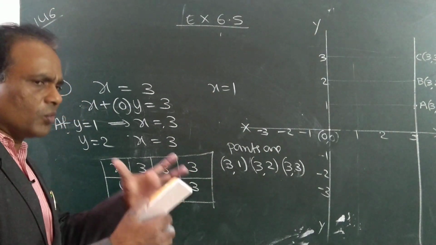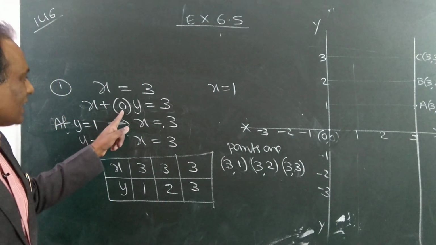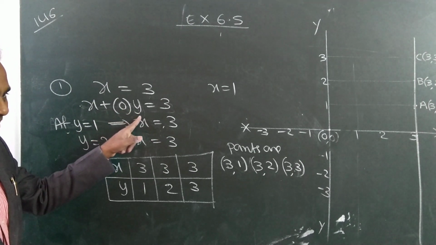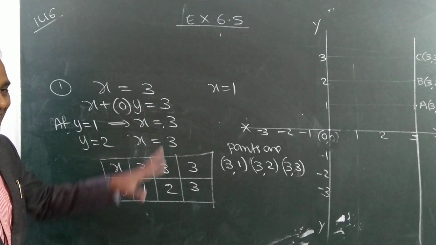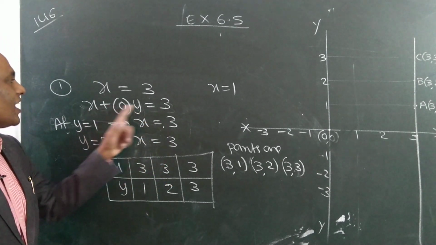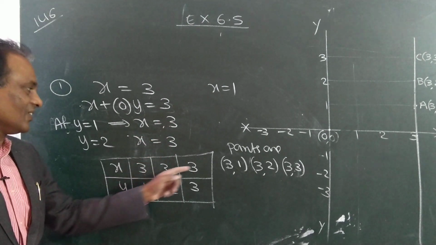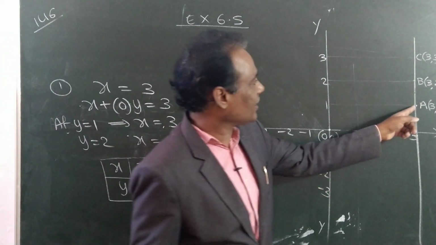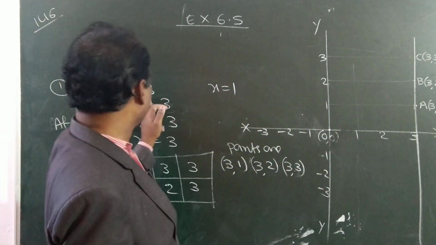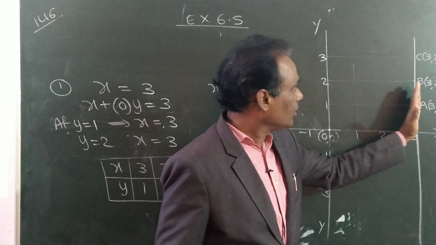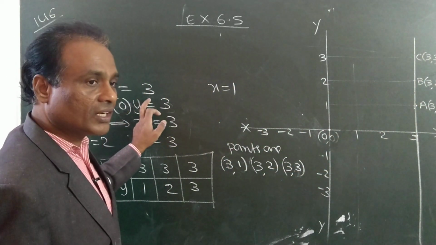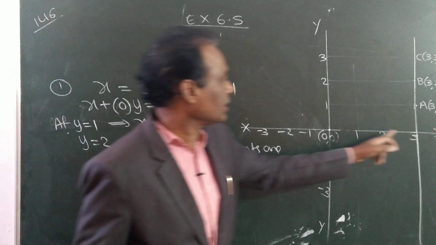But just to get more steps, I introduced the y. This is also no need actually. 0 into y I introduced, because it should be in x and y like that. So I took any y value, no change, x is always 3. Everywhere x value is 3. Therefore x is equal to any number will be a line parallel to the y axis and at a distance of that many units. 3 means at 3.